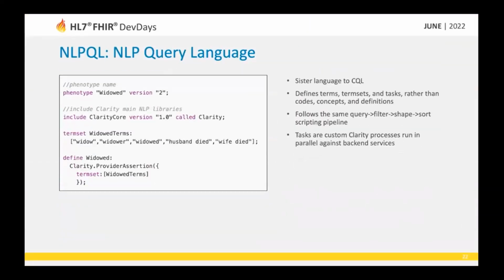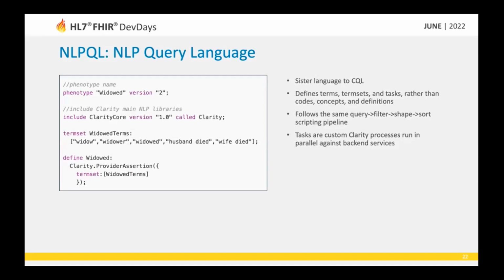And we've developed another language as a sister language to CQL we call NLPQL, or NLP Query Language. It's structured in the same way. You have different types of library names. We call them phenotypes in this case. We have different term sets instead of concept sets. And we define ClarityNLP tasks to be run instead of expression definitions.